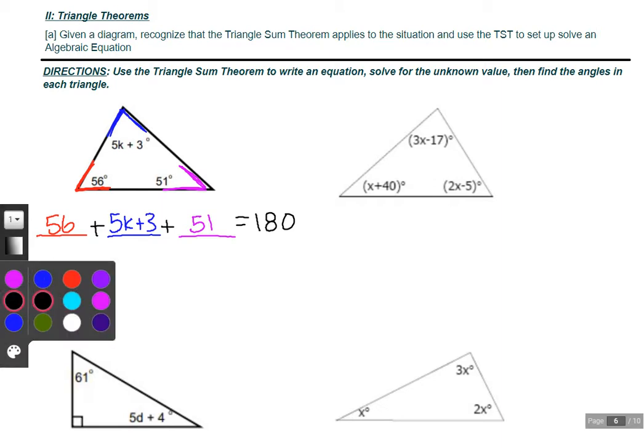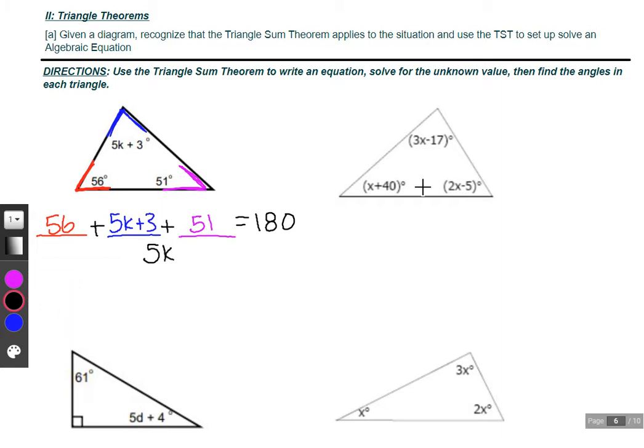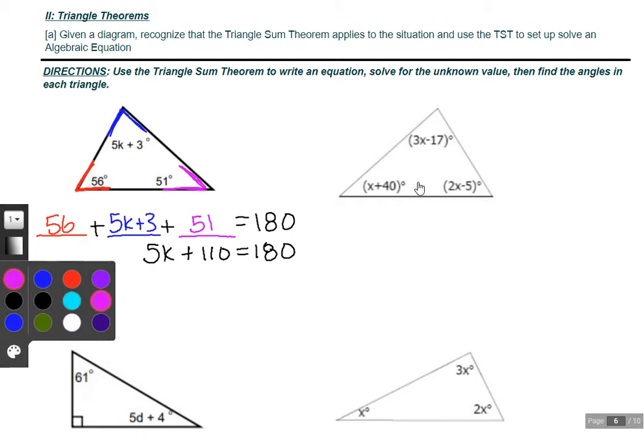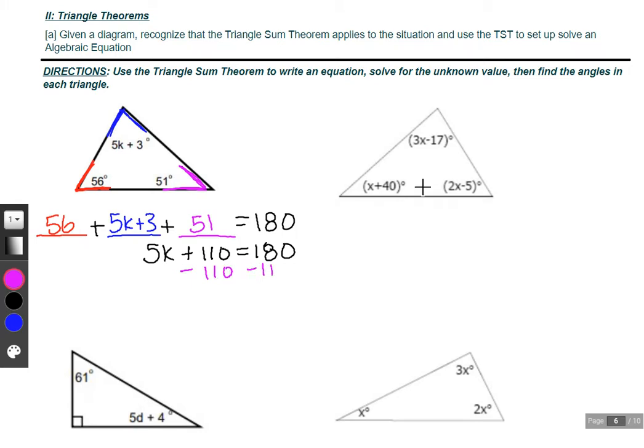Probably cleaning up a little first, so 5K, and we have 56, 51, and 3. That gives me a total of 110 degrees, which should equal 180. If we subtract off the 110s, we have 5K is going to be 70. Divide by 5s.